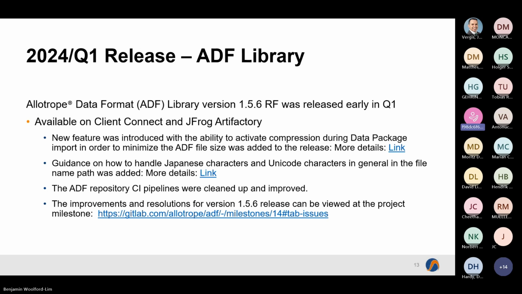We also added some more guidance on handling Unicode characters, Japanese characters being the key example, due to the underlying HDF5 library not supporting Unicode characters very well in places. We've had to add some guidance on what can and can't be done. Allotrope had some mitigations in place, but they were causing confusion as to when it worked and when it didn't. So we've added some improved guidance on what does and doesn't work in that respect.